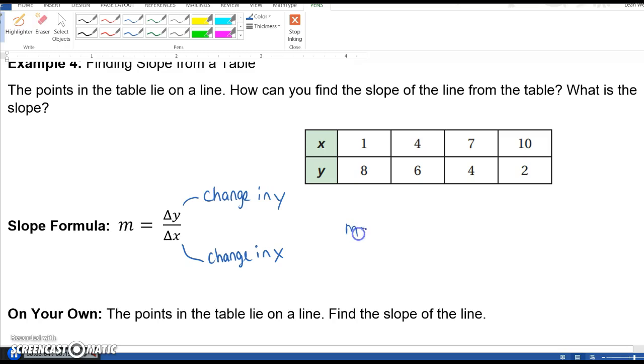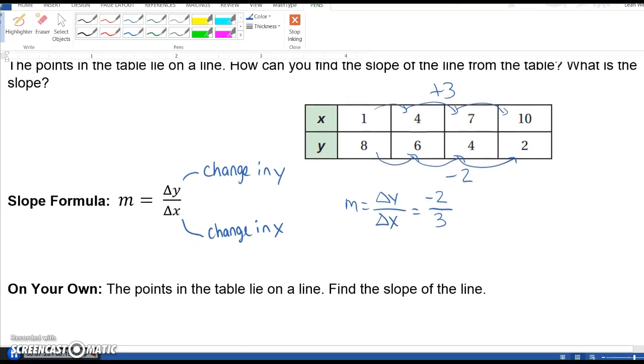So, to look at this table, first we're going to write that down. Delta y over delta x. If you look from here to here, here to here, and here to here, this is decreasing by 2, decreasing by 2, decreasing by 2. So our change in y is negative 2. This, from here to there, and there, and there, is increasing by 3. The change in y goes on the top, so that's negative 2. The change in x, every time it's changing by 3, that's it. That's your slope. So it's just delta y over delta x.